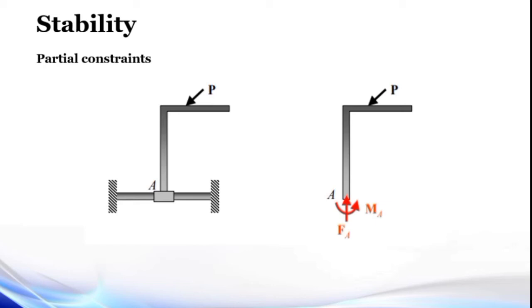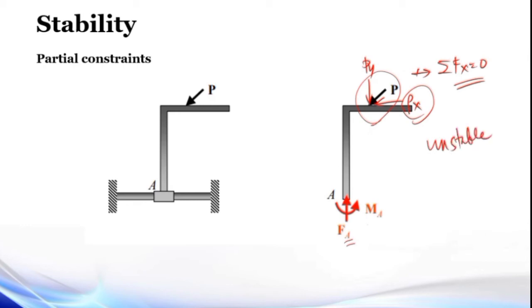Kung makikita natin dito, we have reaction FA here perpendicular to the point of contact and a moment here. But we have the load P here. So si load P ay merong vertical component at merong horizontal component. Ngayon kung titingnan natin, if we are going to check the summation of the forces horizontal must be equal to 0. Therefore, the summation of the forces horizontal equal to 0 will not be satisfied for the loading condition, and therefore this member can be considered as unstable.